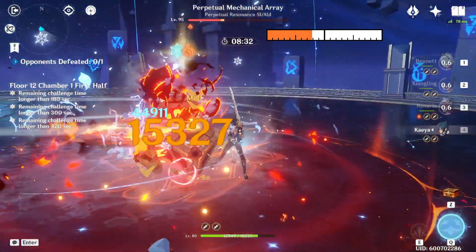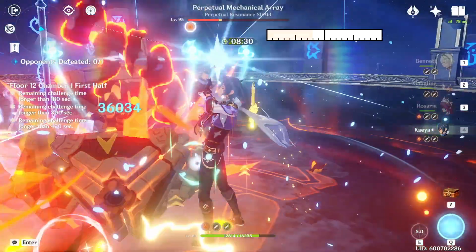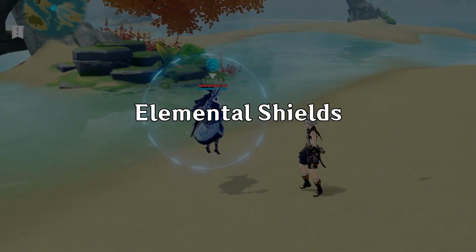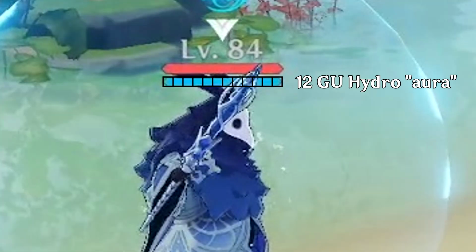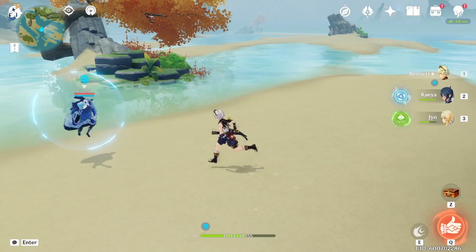You might be surprised to hear though that the game actually does have a visual representation of elemental aura. It appears in the form of elemental shields. An elemental shield can just as well be thought of as an elemental aura, and now we can apply everything we've learned up to this point to shield breaking as well. Let's take this Hydro Abyss Mage for example.